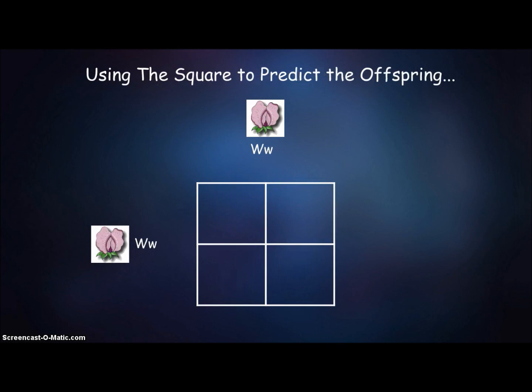Well, it turns out that we can use our square again to try to figure it out. So here it is, all set up: two purple flowered plants with the same genetic makeup, but in this case, each one of them has a capital W and a lowercase w. Do you think you can put the traits and the genes in the square and find out what percentage or what proportion of the next generation will be either purple flowered or white flowered? Go ahead, give it a try.